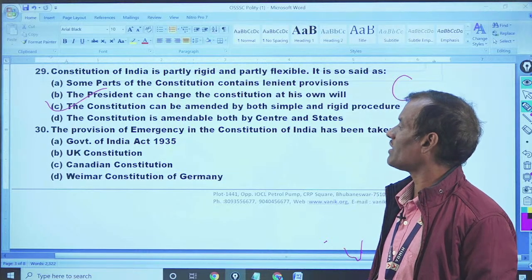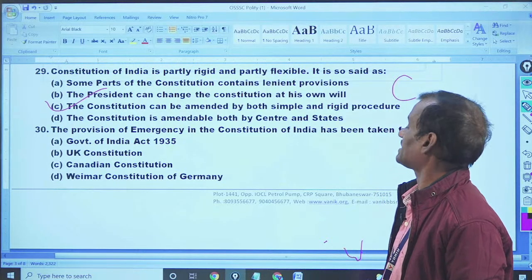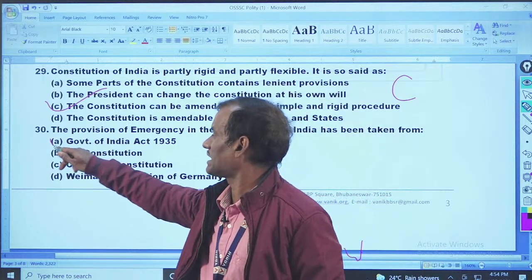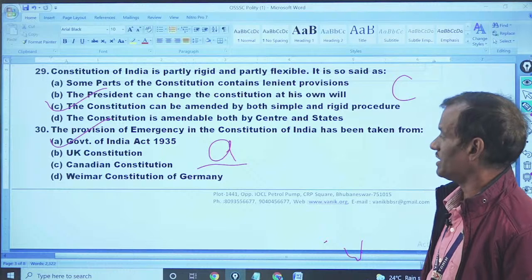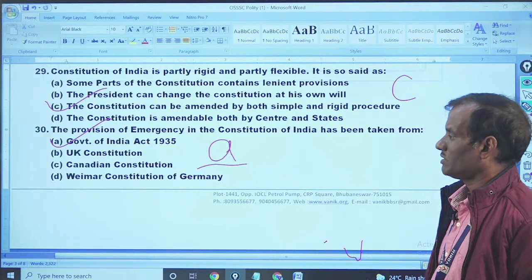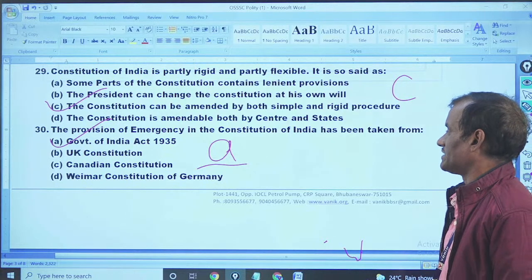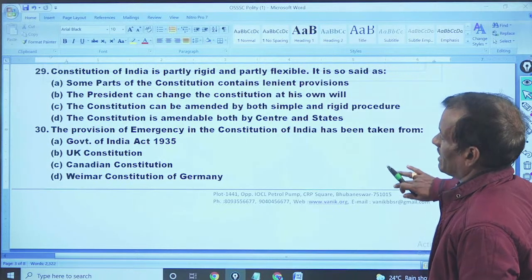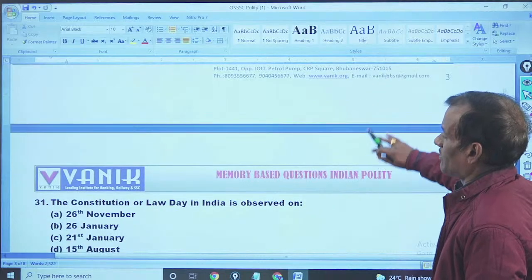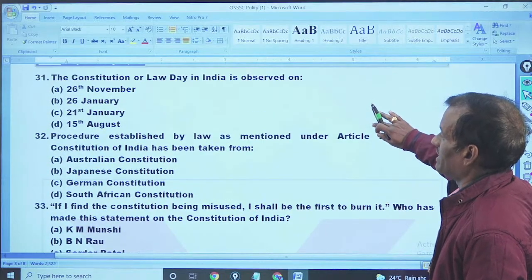The provision of emergency in the Constitution of India has been taken from the Government of India Act 1935. We have had a lot of discussion on that, so we need not add more. Just keep in memory that it is brought from the Government of India Act 1935, but suspension of fundamental rights during emergency is borrowed from the Weimar Constitution of Germany.